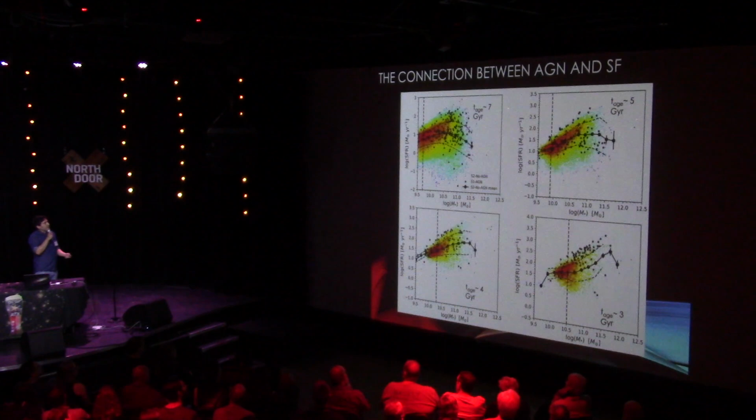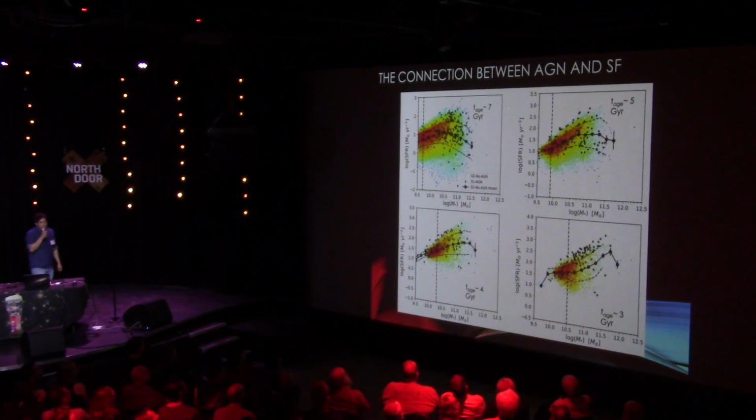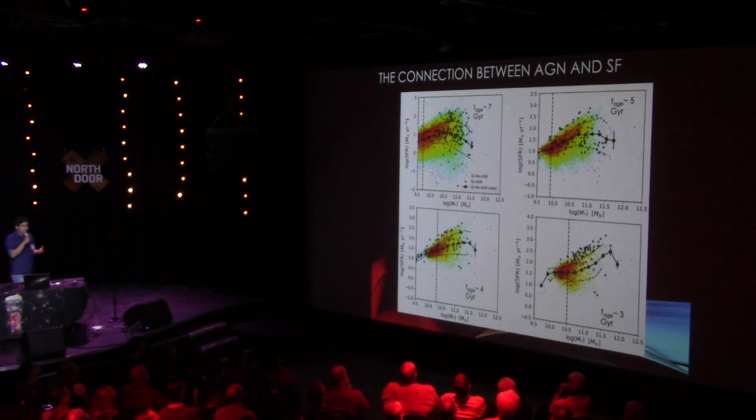But I do this by looking at something known as the connection between AGN and star formation across time. So this is a plot from my own research. Here on the y-axis, I'm showing star formation rates. Star formation rate is, of course, a measure of the rate at which a galaxy is growing. On the x-axis, I have stellar mass. These colored points are galaxies without AGN, so it's a representative sample, if you will. And the black stars that you see right here are AGN galaxies.